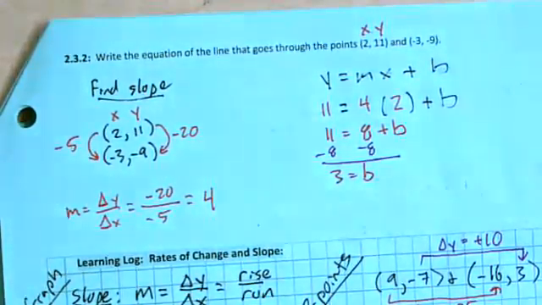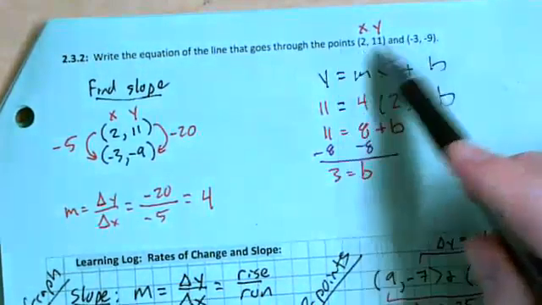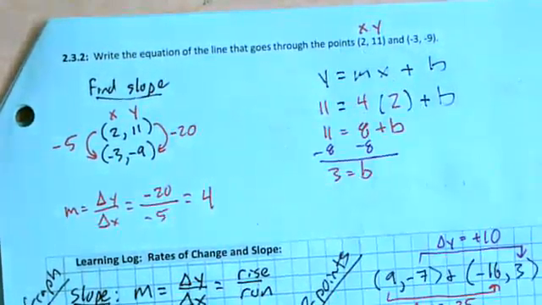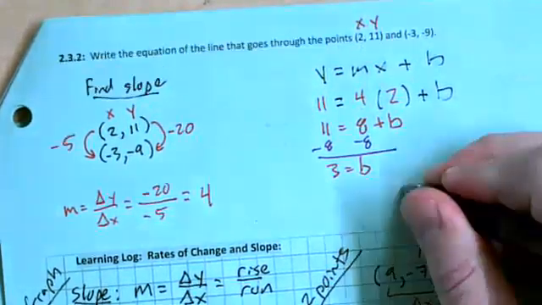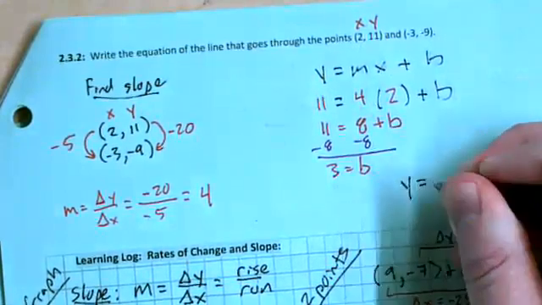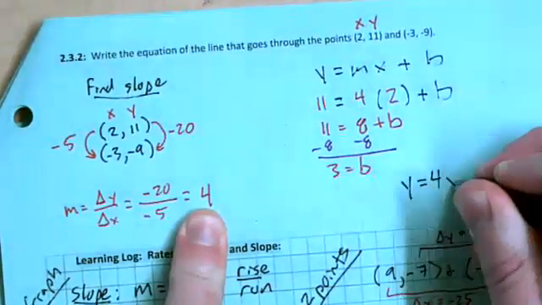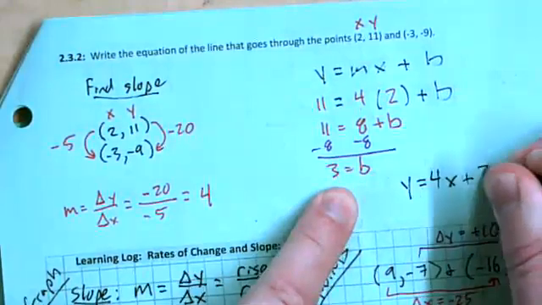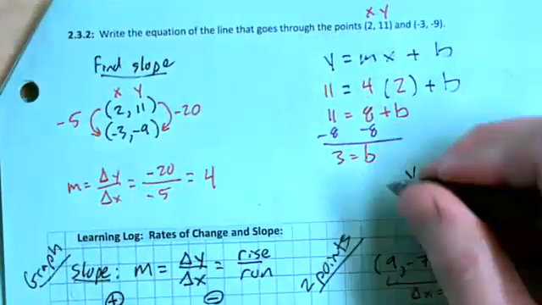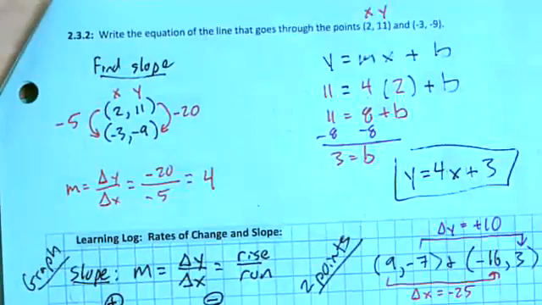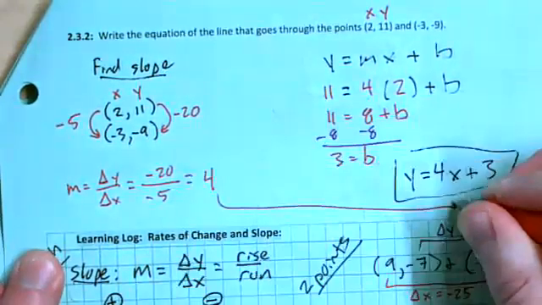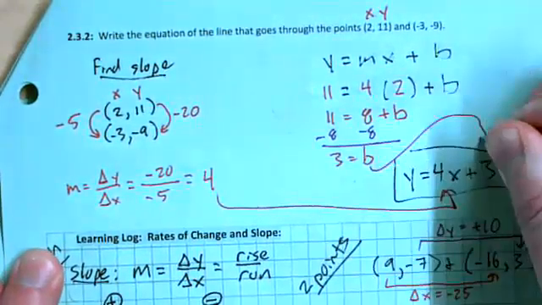Remember, when you write your final equation, we don't want to use numbers for x and y. We're going to use the variables x and y. Okay. So the final equation should have an x and a y in it. Y equals m, which was 4, x plus b, which was 3. So y equals 4x plus 3 would be our final answer. I like some arrows to kind of remind me where those came from.